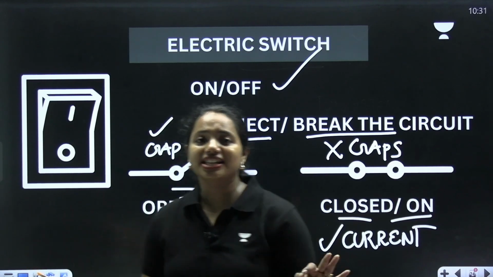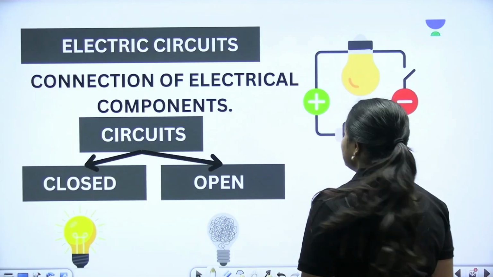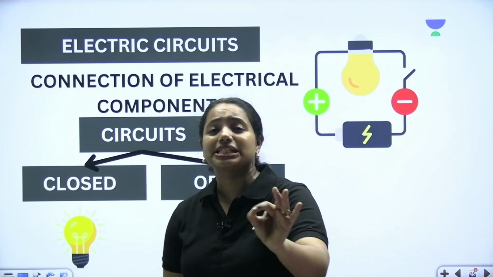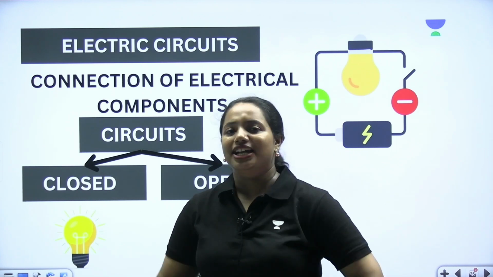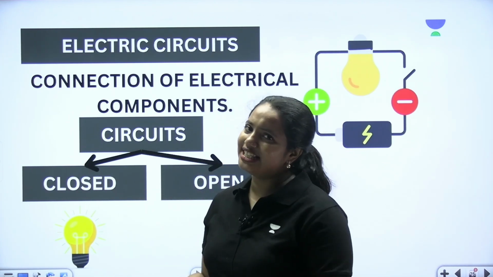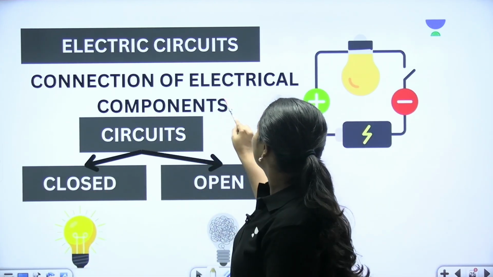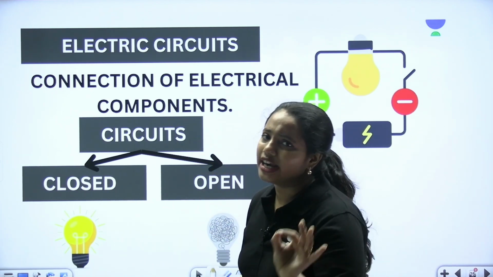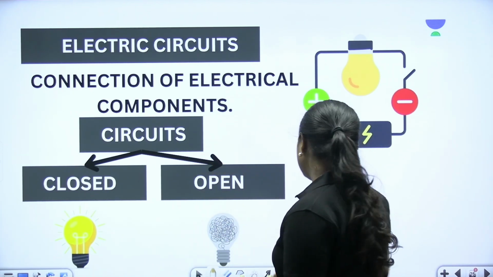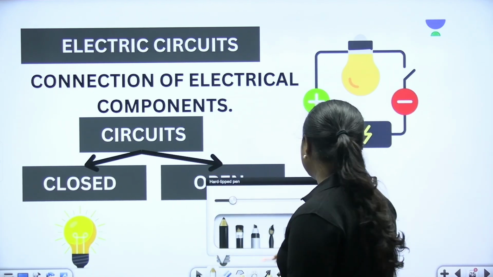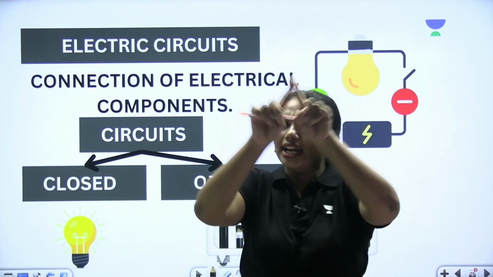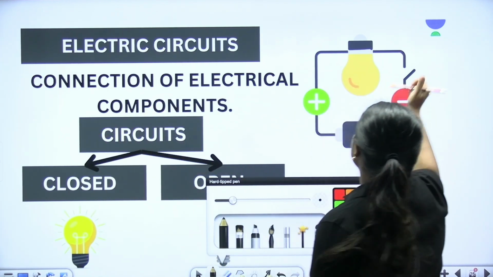Got it? So this is a way that you need to identify the basic symbols, and now we are going to learn about electric circuits. So what is meant by electric circuit? When you look at it, you can see that it's nothing but the connection of electrical components. That means various electrical components have been connected in such a way so that it can create a circuit like this.